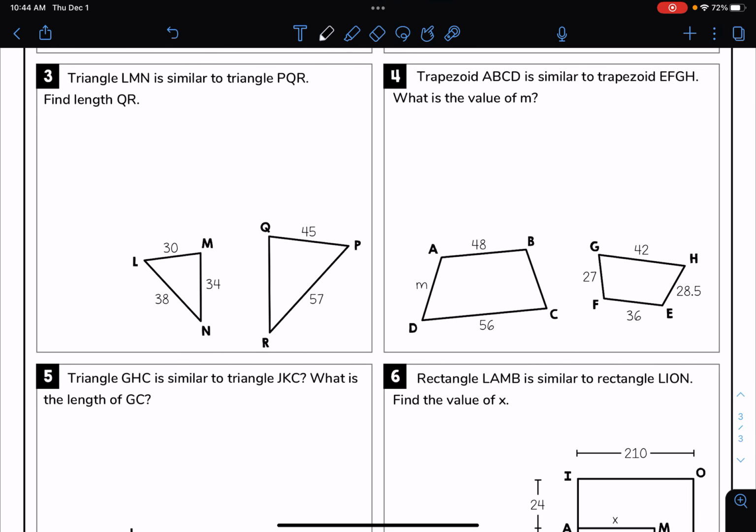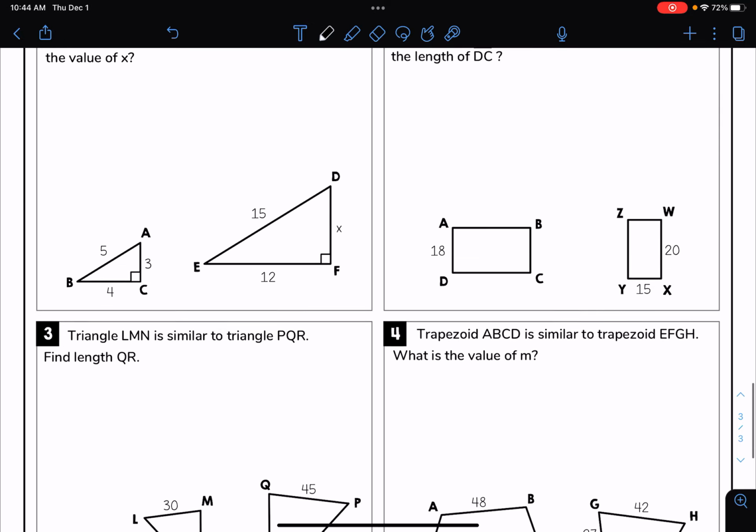All right, so now moving on to level 3. You should have flipped your paper over. If you haven't already done so, go ahead and flip your paper over and we're going to be working on level 3, problem number 3.